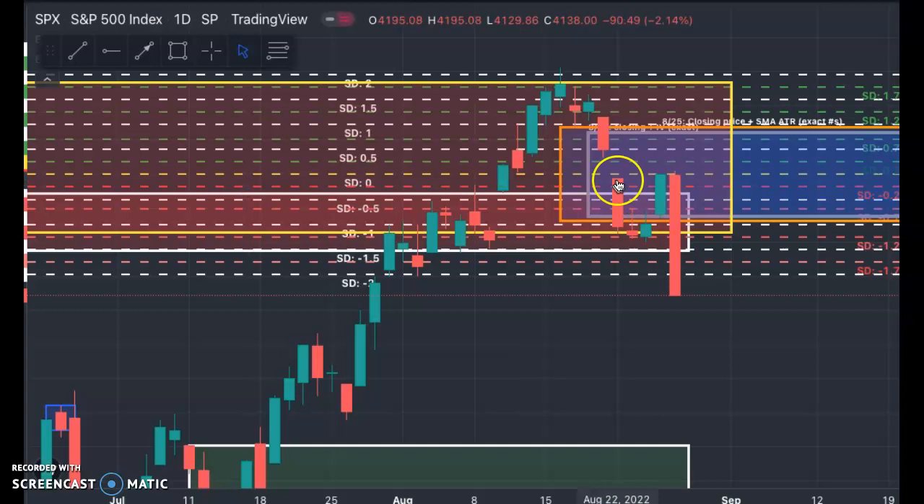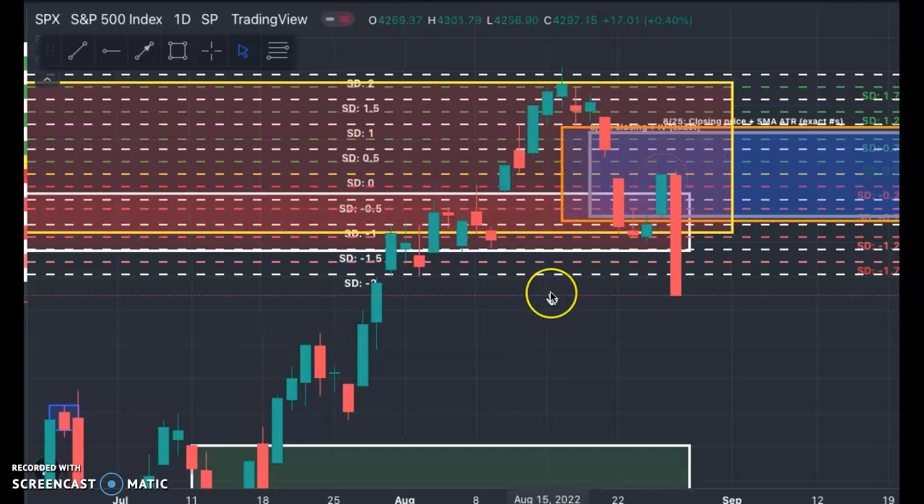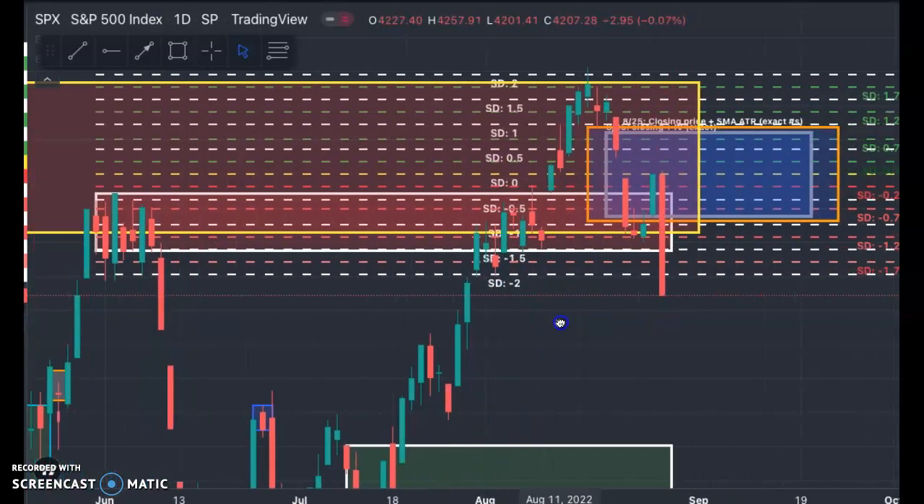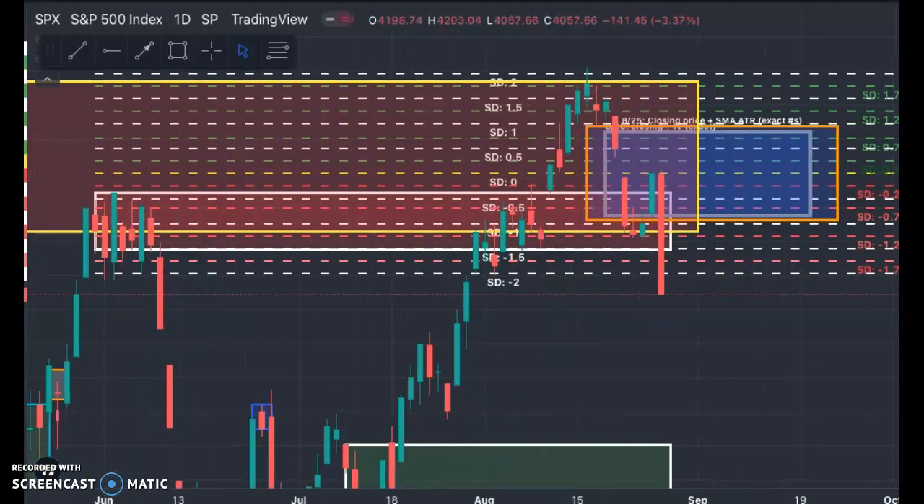So for this candle right here, this candle actually was one standard deviation. Now these 2 candles that happened, and this is last week, this candle was a half a standard deviation. This candle also was a half a standard deviation, and this candle traveled another 1 standard deviation. So on average, SPX travels, again, 1 standard deviation per day.